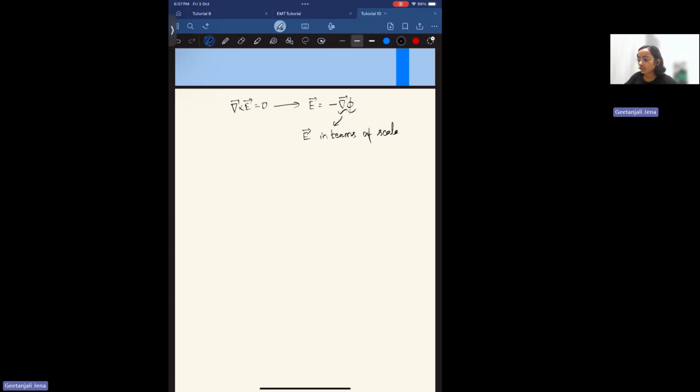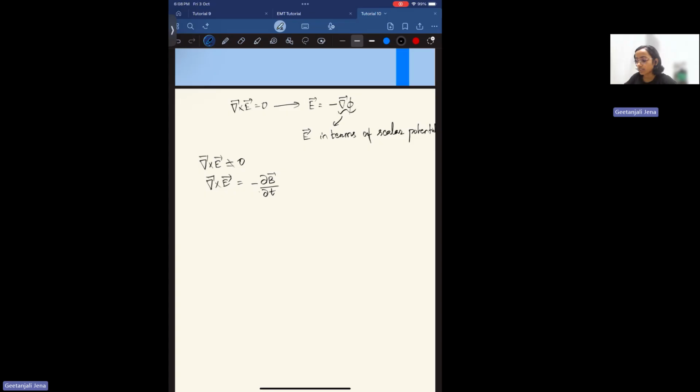This is for the case where the source charge is at rest. The test charge can be moving, but the source charge for which the electric field is present should be at rest. But if you consider a case where the source charge is moving, and the magnetic field created by this source charge is not constant, then curl of E is not equal to 0. To be exact, you can write curl of E as negative dou B by dou t.